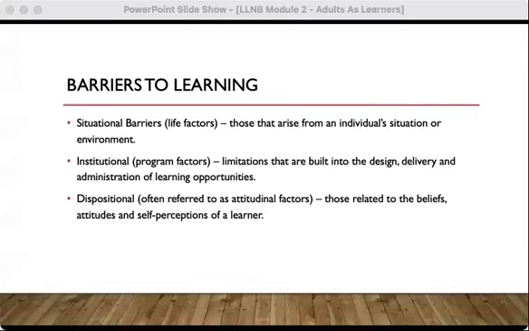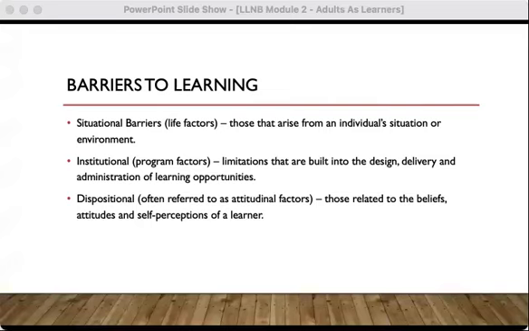Examples might be the availability and quality of information about the learning opportunity, the admission criteria, the complexity and quality of registration and administration procedures, the format, timing, scheduling, and sequencing of learning opportunities, the attitudes and behaviors of the program staff, or the quality and availability of essential support services.